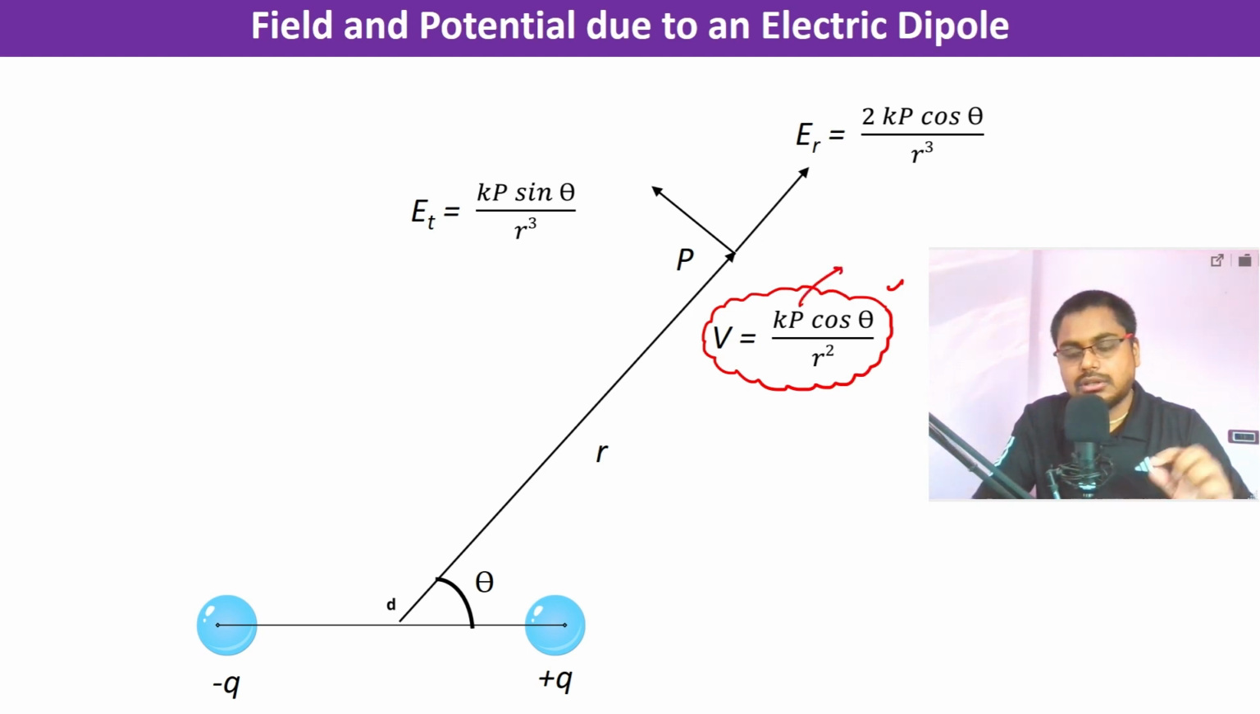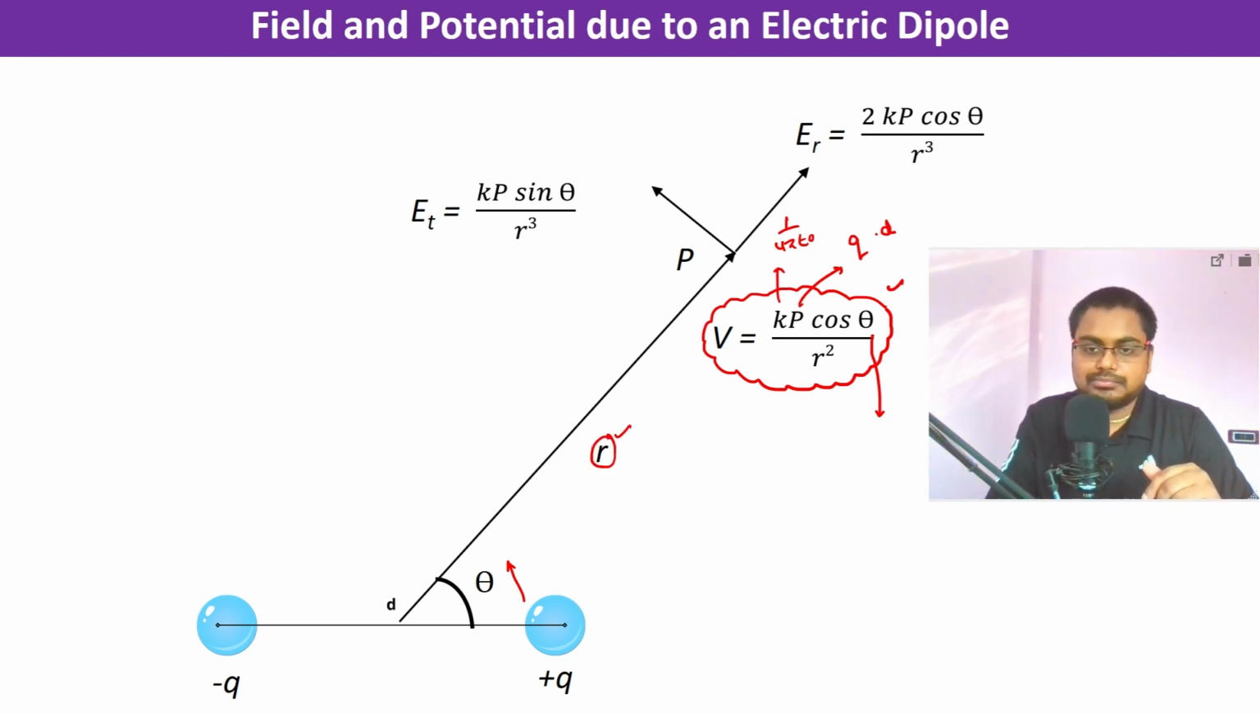P is the electric dipole moment, which is q into d. K is 1 by 4πε₀. And theta is important here. If you see, theta is the angle from the positive q charge. And r is the distance from the center of the dipole.